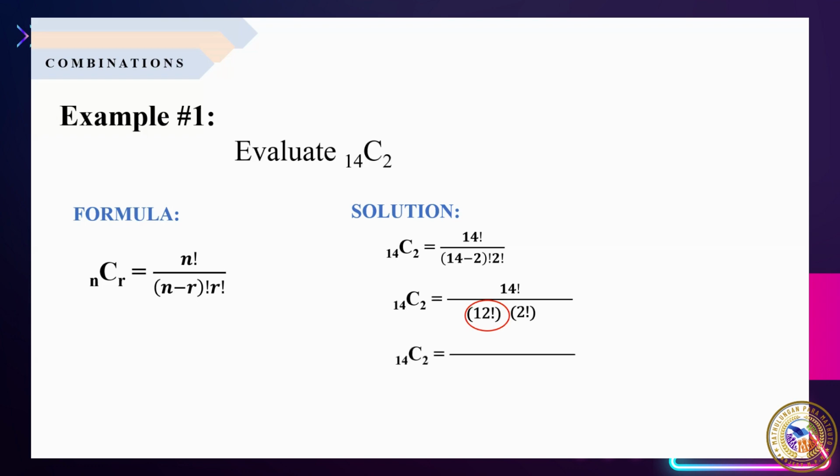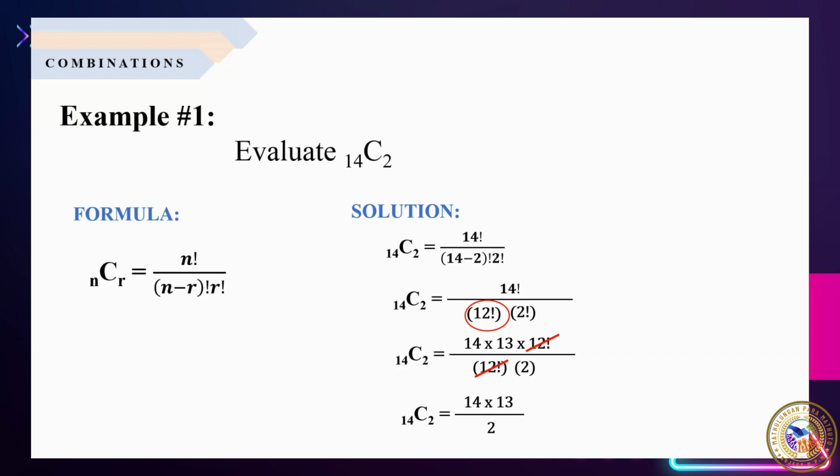So, dahil 12 factorial ang pinakamataas, therefore, ang numerator natin ay magiging 14 factorial ay magiging 14 times 13 times 12 factorial. So, nag-stop tayo sa 12 factorial para makancel natin ang denominator na 12 factorial. Then, we have 2 factorial is 2 times 1, that is 2. So, this time, makakancel na natin ang 12 factorial. So, ang naiwan na lang ay the combination of 14 taken 2 at a time is equal to 14 times 13, and sa denominator, ang naiwan na lang ay 2.